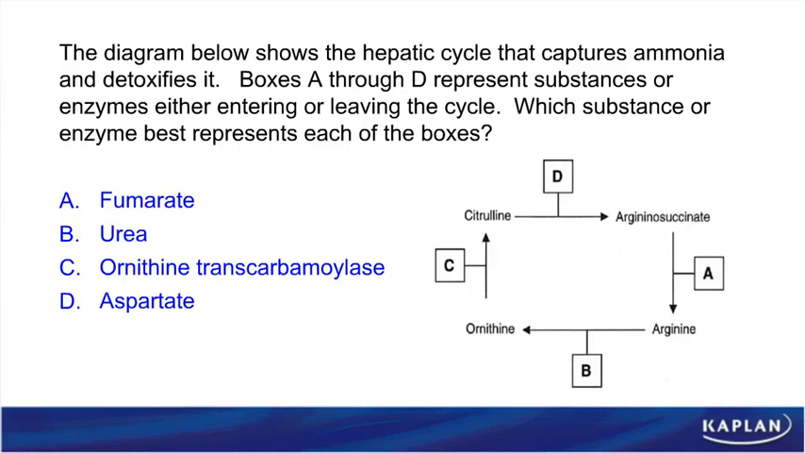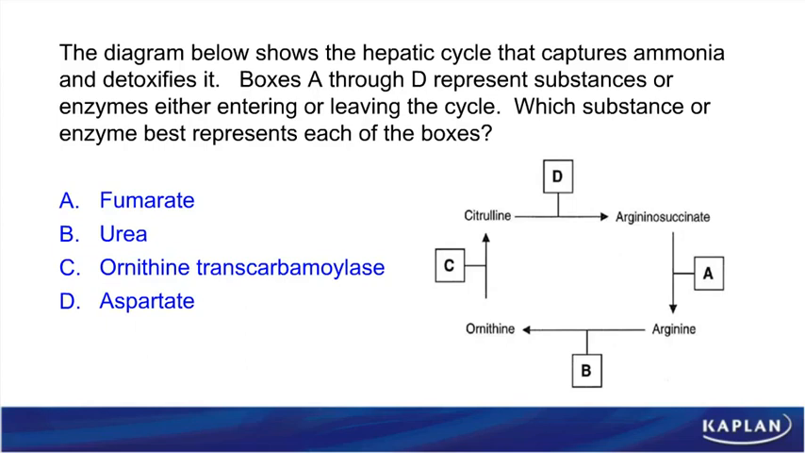Box A is fumarate. In the conversion of arginosuccinate to arginine, fumarate is cleaved off. Box B is urea. In the conversion of arginine to ornithine, the R group of arginine is cleaved off as urea. Box C is the enzyme ornithine transcarbamylase, which converts ornithine to citrulline inside the mitochondrial matrix of the liver.